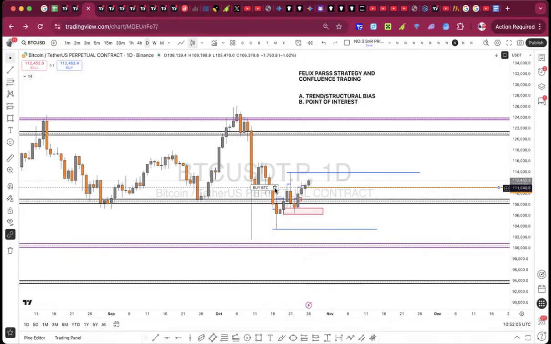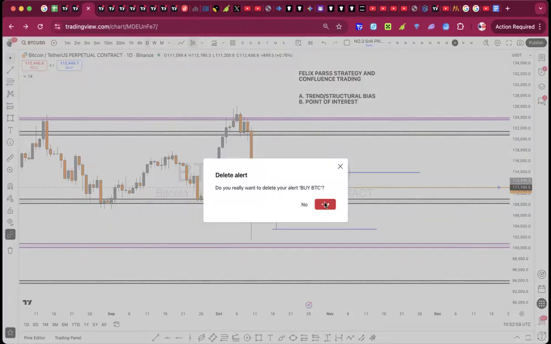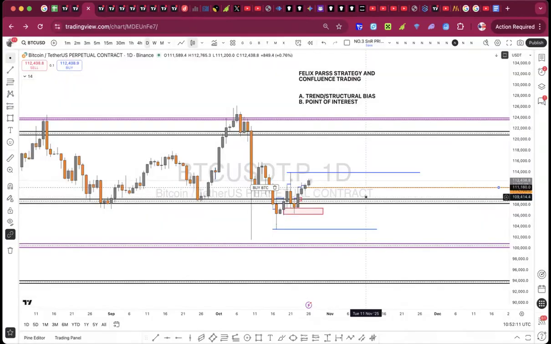Let me remove this buy. Yeah, delete a lot because it's already done. Okay, so now this is Felix. My simple strategy is not too difficult. And so what I do, structural bias.